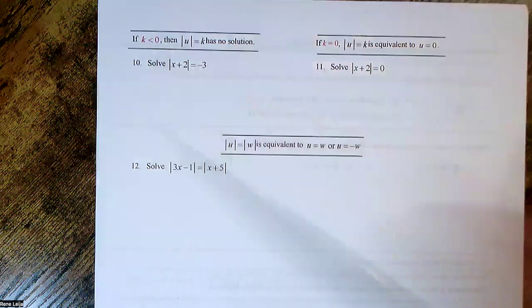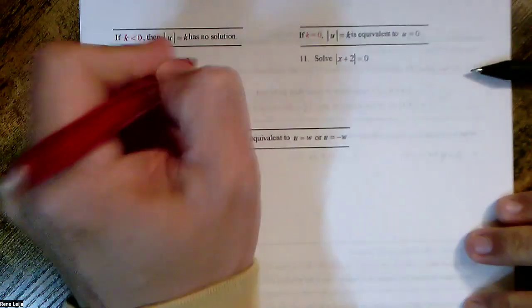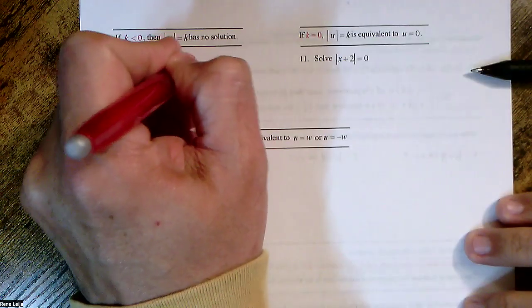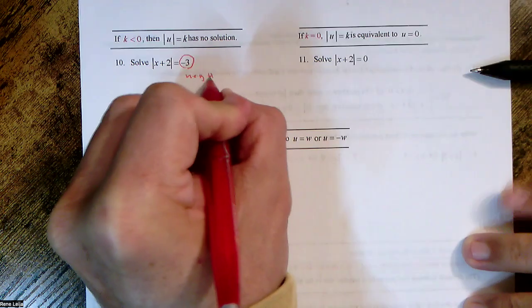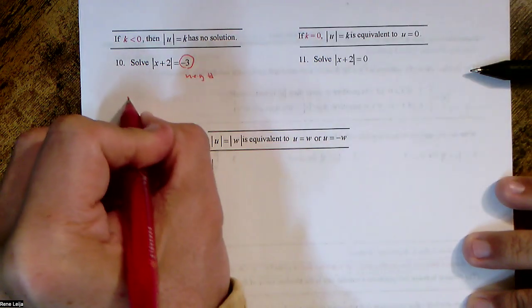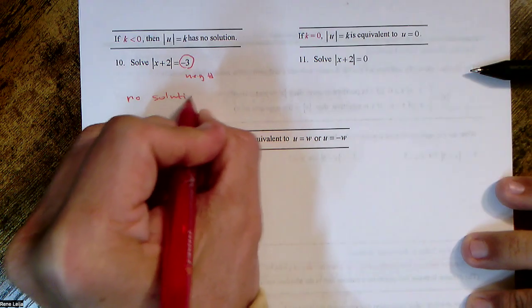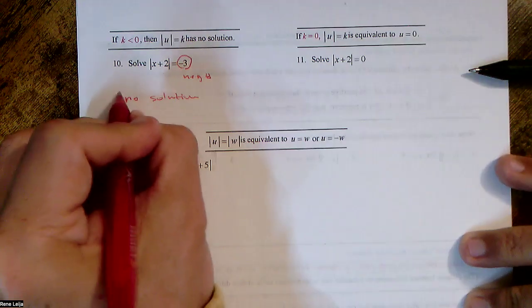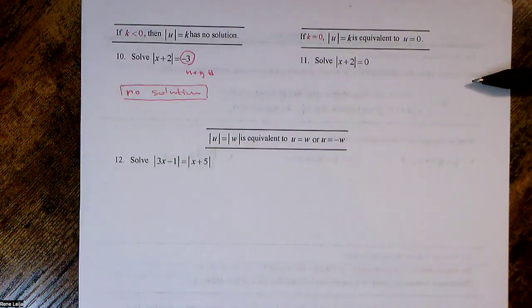Remember, the absolute value is always positive. Okay, so because this equals a negative number, then your answer is automatically a no solution. Okay, so you got to be careful with that.